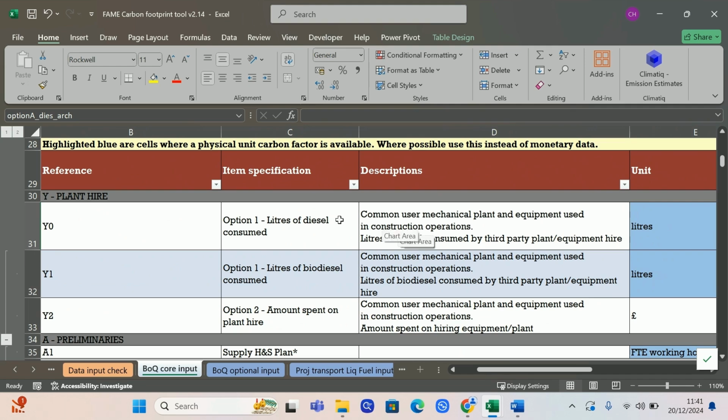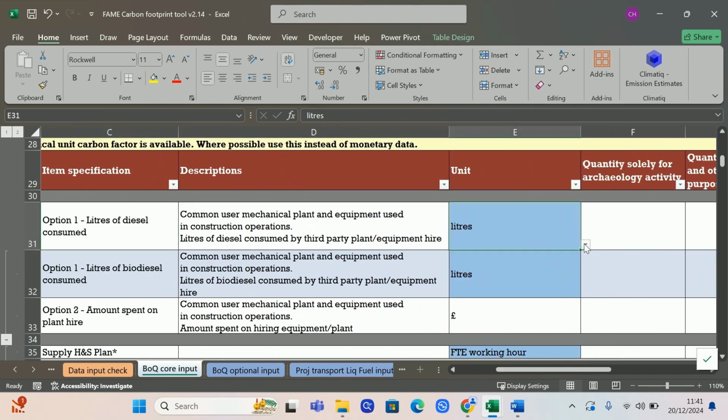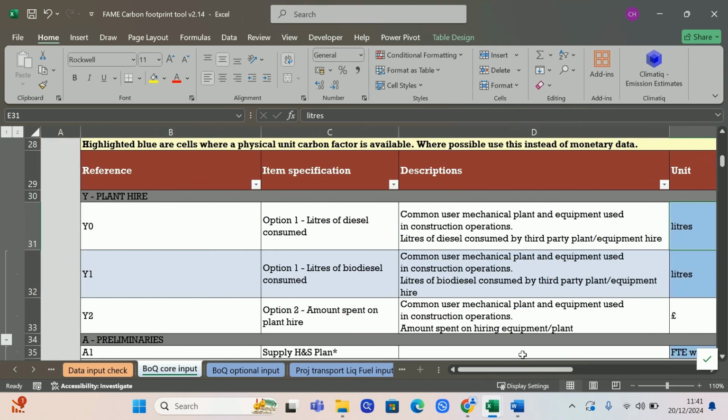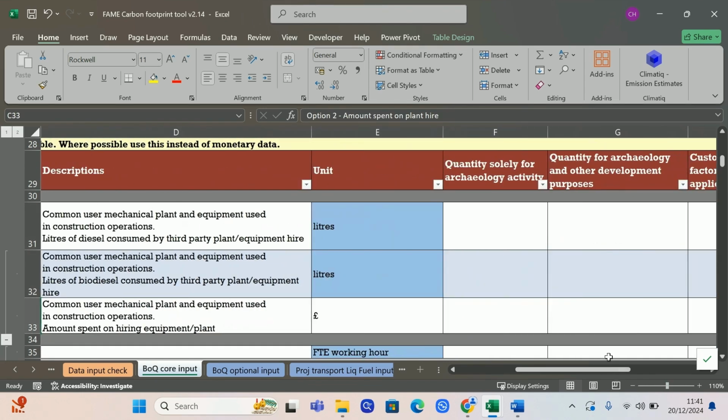And if the litres of diesel isn't available, but you know the cost of the fuel, then you can select the pound here, use the drop down to input it. But if the fuel costs haven't been separated from the cost of renting the equipment, then you can use option 2 and input the total amount spent on plant and equipment hire.